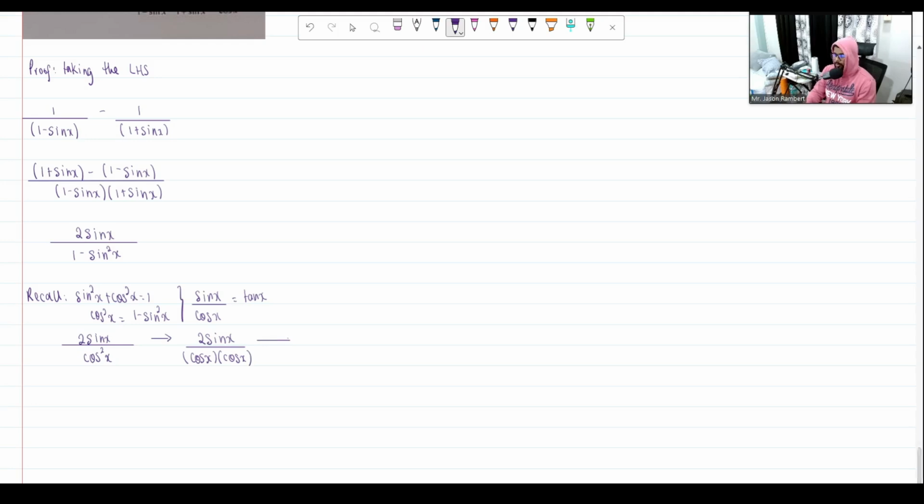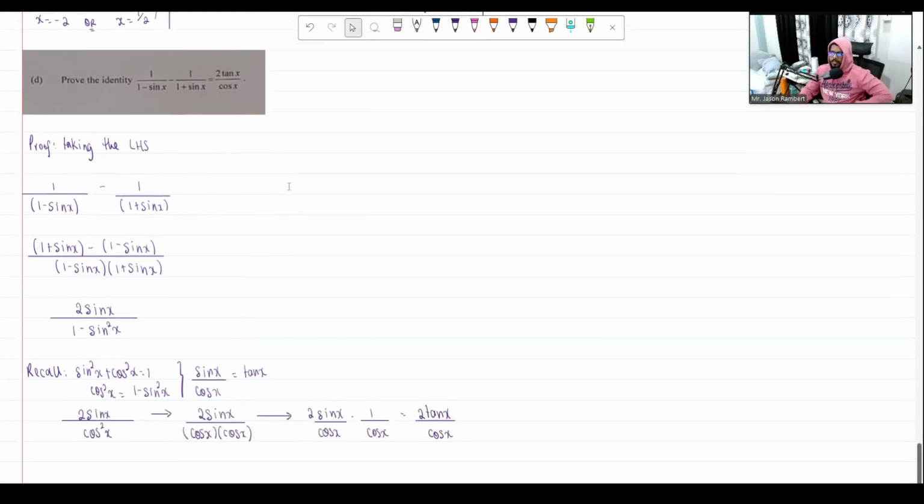All I'm doing is step by step, right? This is 2 sine x over cos x multiplied by 1 over cos x, which is 2 tan x over cos x. Was it 2 tan x? It was 2 tan x over cos x, which is equal to the right-hand side. Close with proof, Q.E.D. And that's it for number 3.